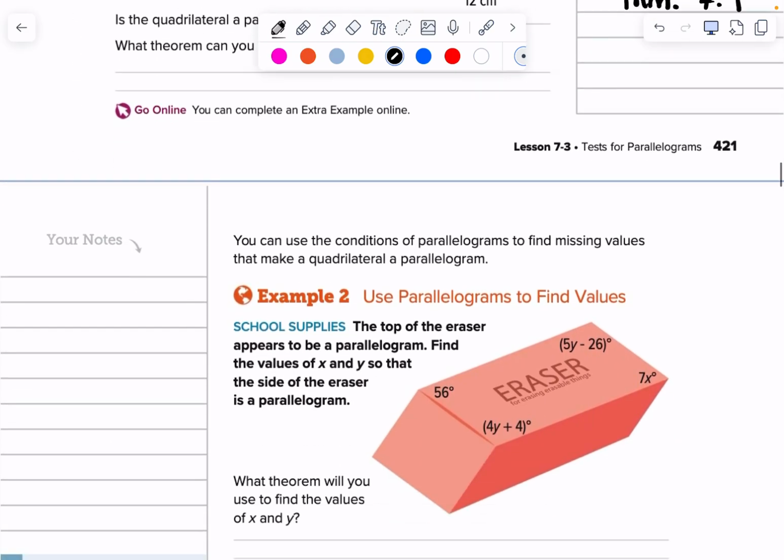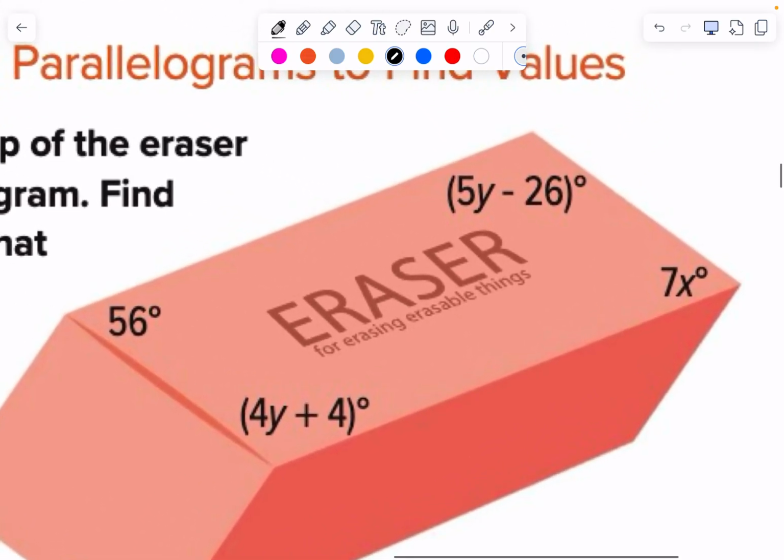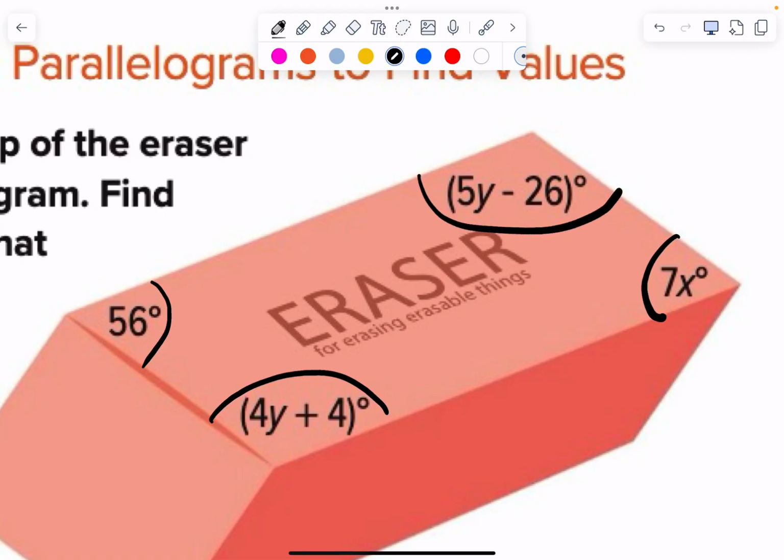Okay? All right, example 2. Use parallelograms to find the values. The top of the eraser appears to be a parallelogram. Find x and y. Okay, this angle is 7x. This angle is 4y plus 4. This angle is 56. This angle is that. What do we know?